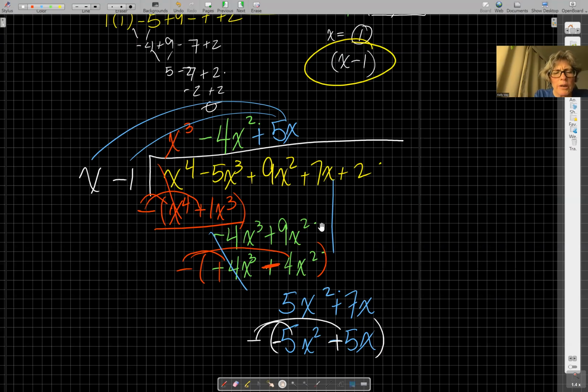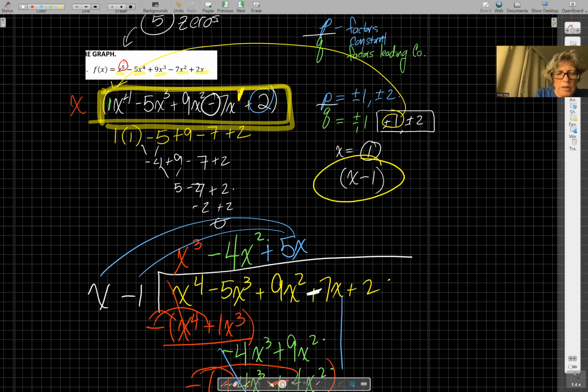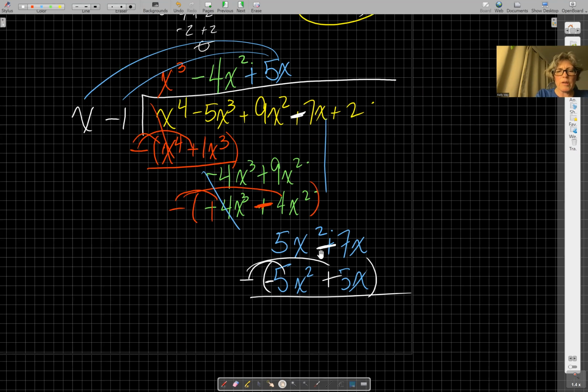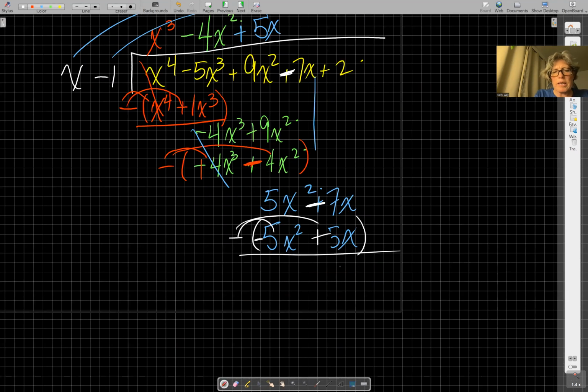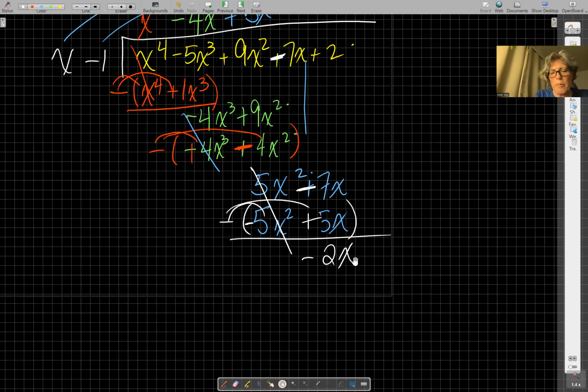Okay, I dropped a sign here. This is negative, which makes this down here negative, and that makes it positive. So I have, cancels, and this is going to be negative 2x. Bring down that positive 2.